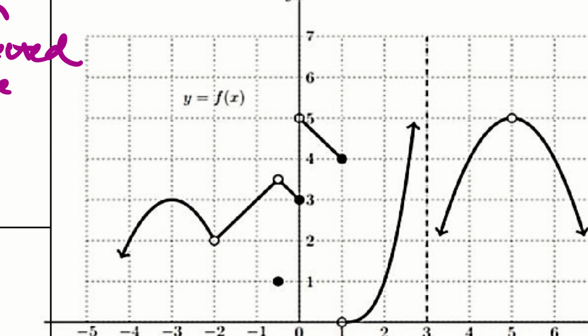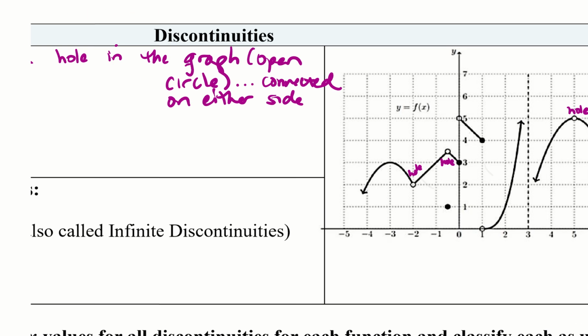Something that is not a hole in the graph would be right here. This is going to have a different name. This is not a hole in the graph because it's connected on one side but not on the other. Okay, so this would be a hole here, here, and here. There are three locations in this one of a hole in the graph, and it's considered a removable discontinuity.